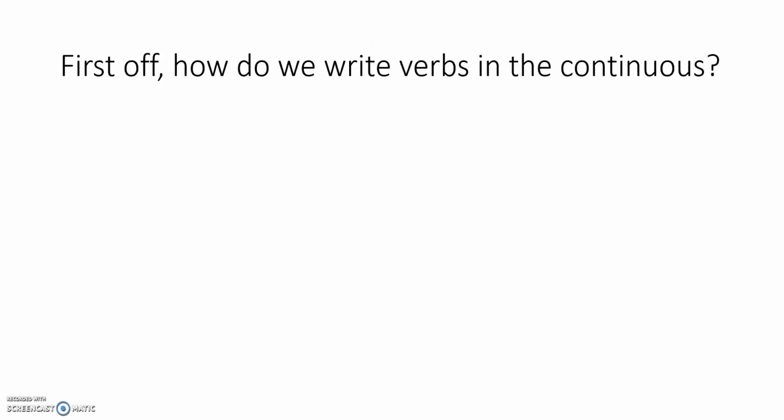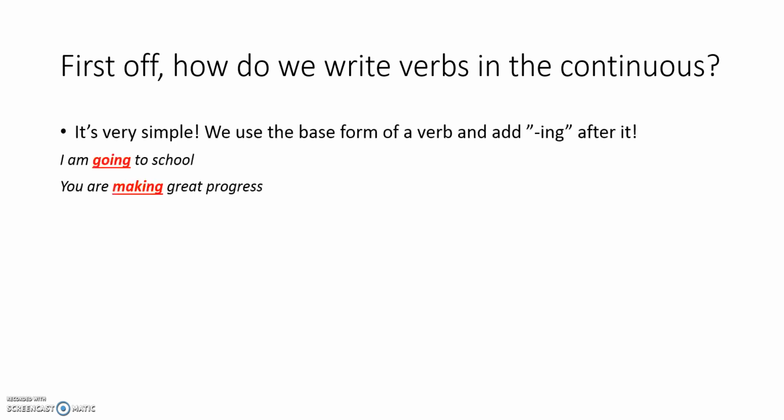To start off, how do we write verbs in the continuous? It's actually quite simple. We simply place ing at the end of the verb, removing any unnecessary vowels. Take a look at the verb make in the second example, making. It's spelled with the silent e at the end, make, but when we add the ing ending, we'll remove the silent e. The English language is convenient this way.